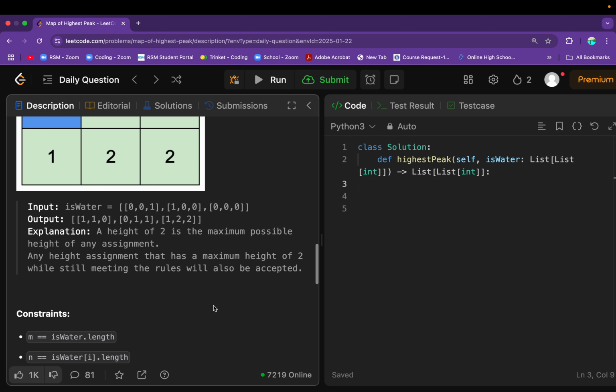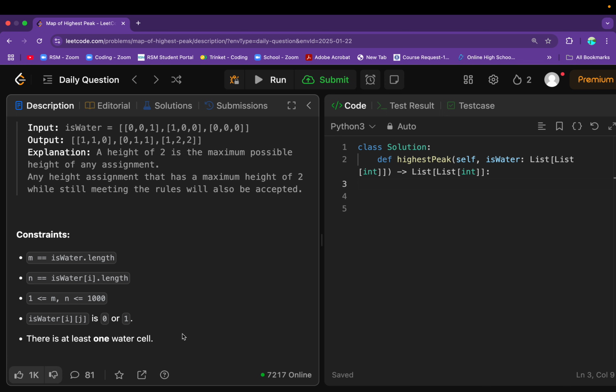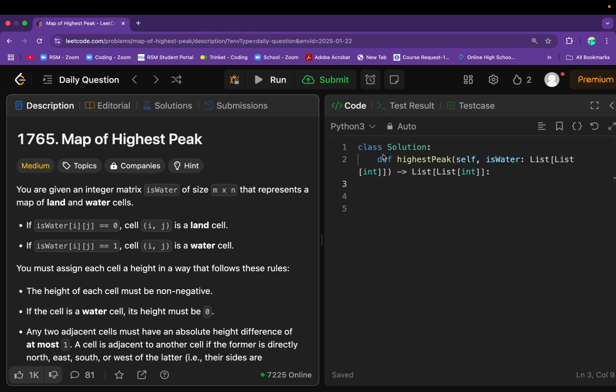For the problem constraints here, we see that m and n are the number of rows and columns of the input matrix isWater, and they're both within 1000, where every cell in the input is either going to be 0 or 1, basically either land or water, always valid, and there is at least one water cell. So we're given that as always it's going to be a valid input.